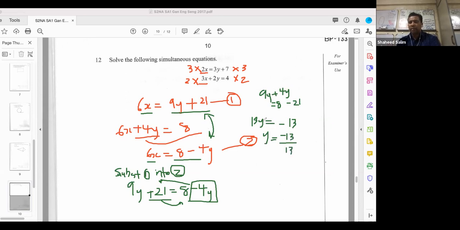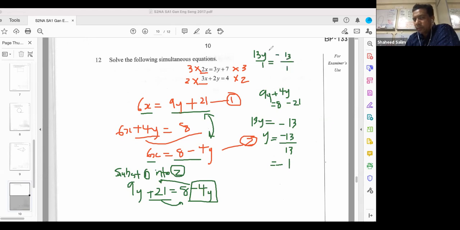Can you see the seesaw method here? If you cannot see, I'll show you again. It's equals to negative 1. Notice that down here, you can use the seesaw method. So what is the seesaw method? 13y over 1 equals to minus 13 over 1. So I just bring this 13, slide it down here. So y equals to minus 13 over 13, equals to negative 1. There's a negative sign here.